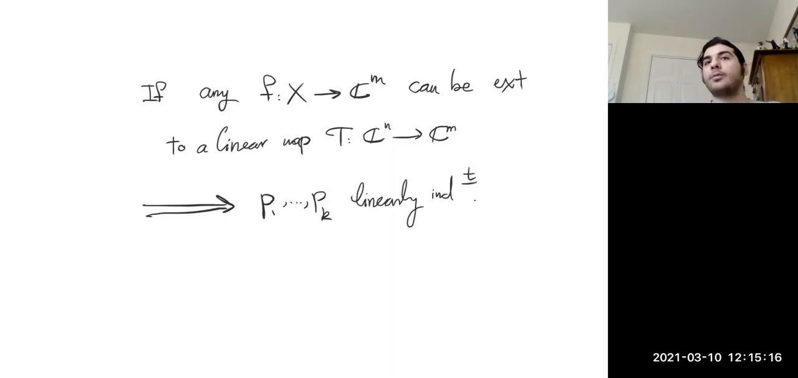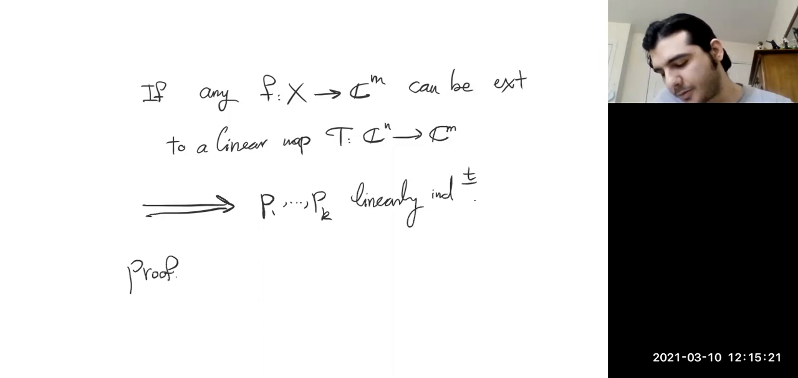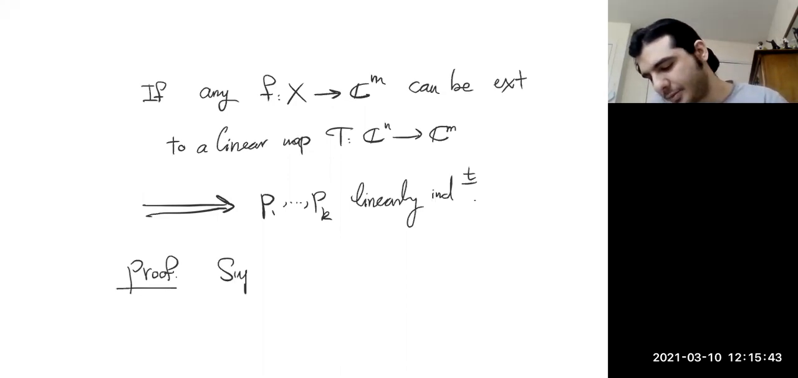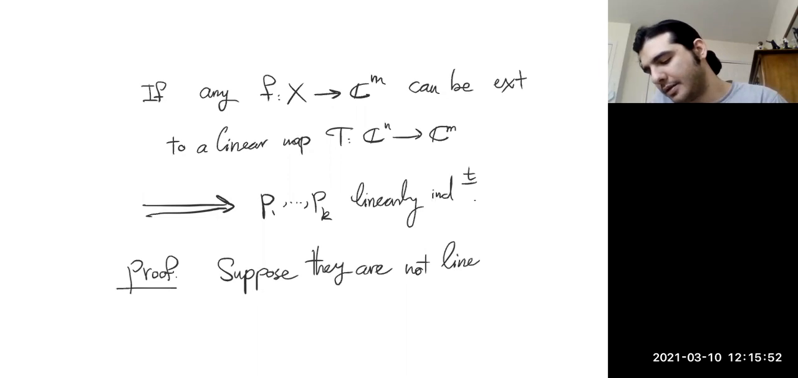So the way I prove that is like this. Sometimes rather than doing the direct proof, we can use a little trick. I want to say they have to be linearly independent. So I would say, what would happen if they are not linearly independent? It's kind of like proof by contradiction. So suppose they are not linearly independent. What does that mean?